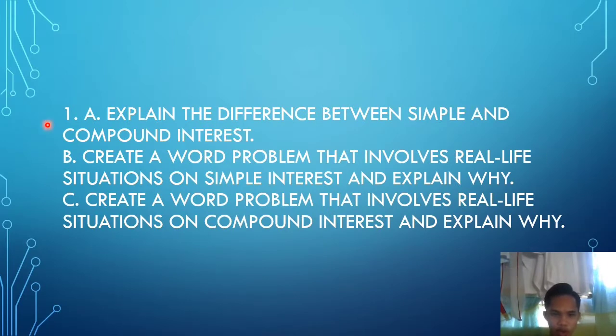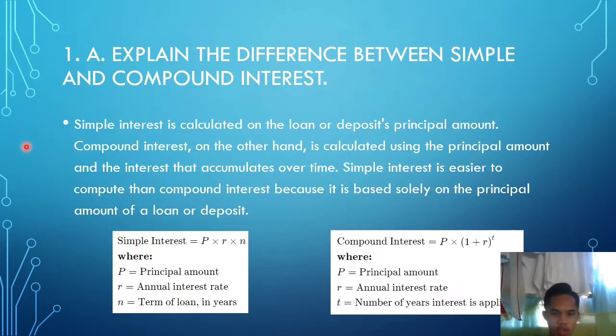So good day everyone, today we're going to be answering these two questions, and here's the first question with the sub question. So here, simple interest is calculated on the loan or deposit's principal amount, while compound interest is calculated using the principal amount and the interest that accumulates over time. So here's the formula of simple interest, which is principal amount, annual rate, and term of loan in years, multiplied by each other. And then we have the compound interest here, which is principal amount multiplied by the sum of 1 plus r to the power of t, and that is the difference.